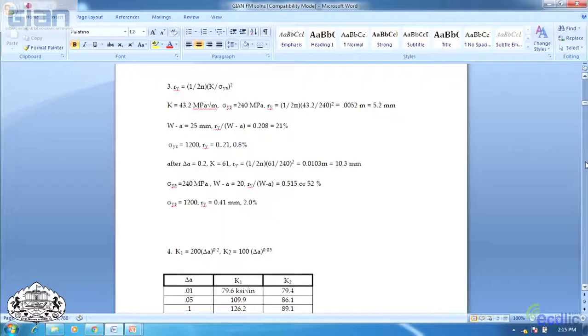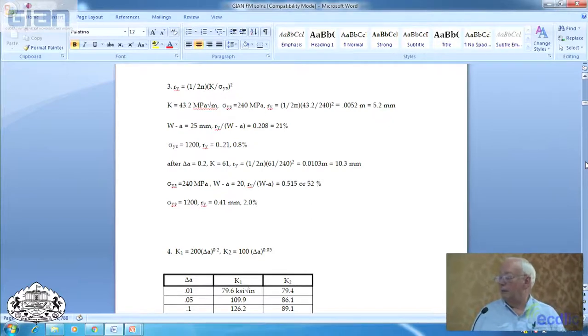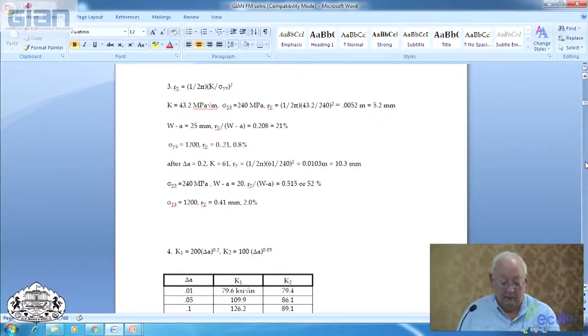After the crack growth, K was 61. And here is then a plastic zone size of 10 millimeters. Now notice the ligament size W minus A, because the crack grew 5 millimeters, went from 25 down to 20. So the W minus A is only 20, and that covers 50% of the ligament. Again, that's no good. That won't work.